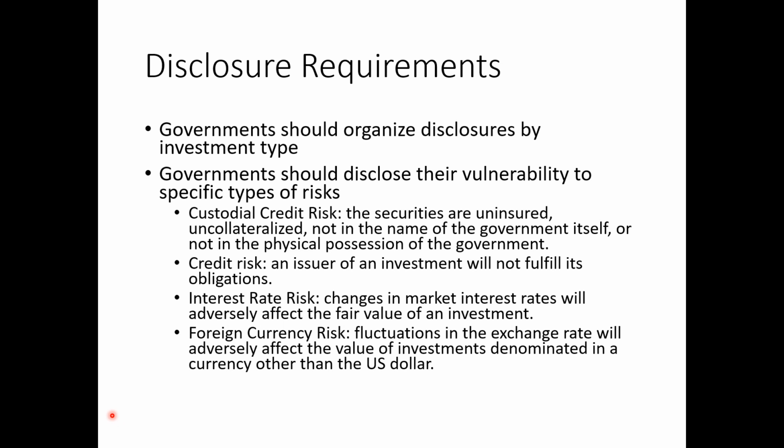Disclosure requirements. Government should organize disclosures by investment type, right? Also disclose their vulnerability to specific types of risks. So I'm going to discuss these risks. Custodial credit risk, right? The securities are uninsured and collateralized, not in the name of the government itself or not in the physical possession of the government. This is known as custodial credit risk.